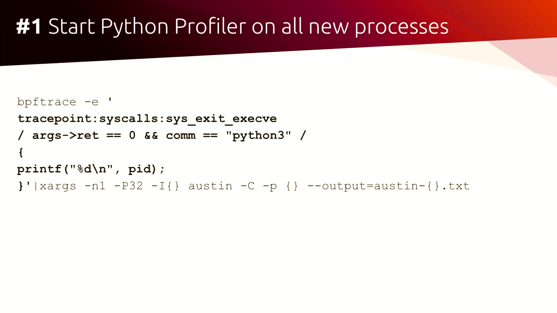But I was using a different Python tool called Austin, which will profile the Python application. But I wasn't launching Python, something else was. And so what I wanted to do was capture every time Python was started and then immediately launch the Austin profiler to profile that Python process. So this is a simple program where we're going to capture every time we execute something. The system call execve. If it was successful, and if we're a Python 3 process, then we're going to output the process ID, and then I process that to launch the profiler.